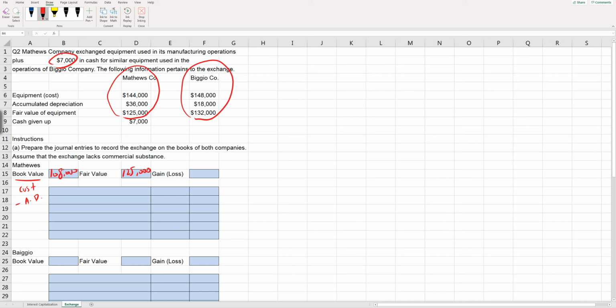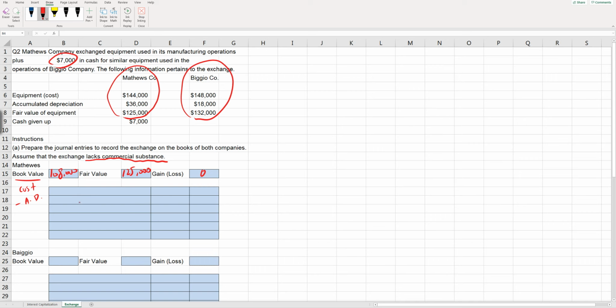So we are disposing an asset with book value 108 for 125, right? Obviously we are having some gains from these transactions. However, because we are not receiving any cash and the transaction lacks commercial substances, we recognize zero gains. Recognize zero gains. The transaction lacks commercial substances. So we can do the calculation. We'll finish the journal entry now.